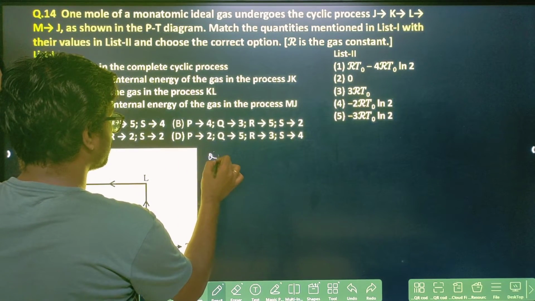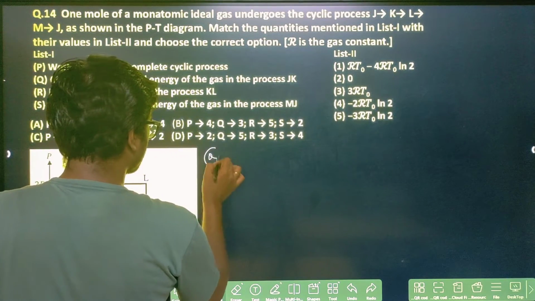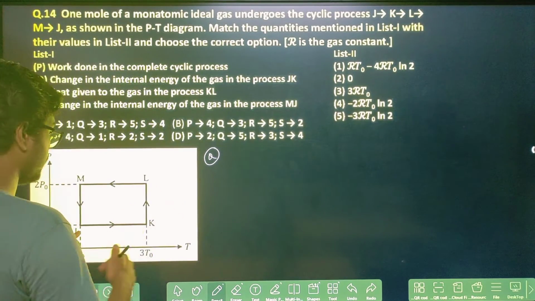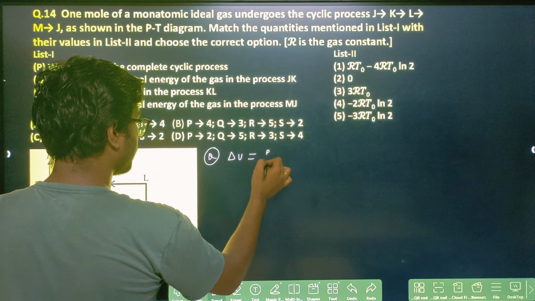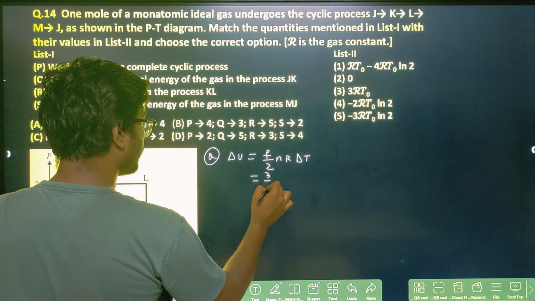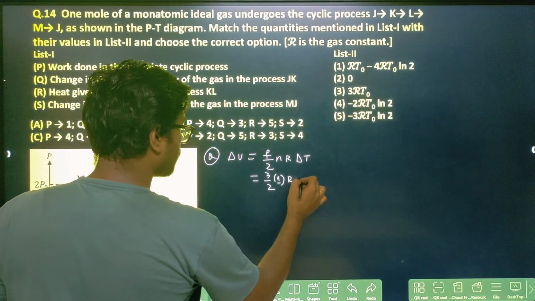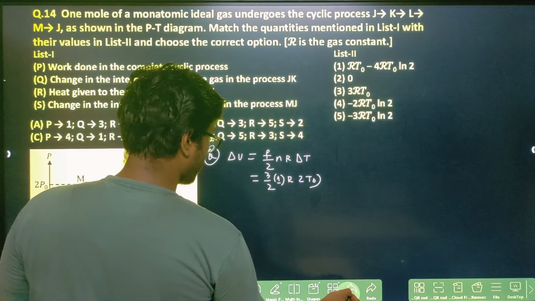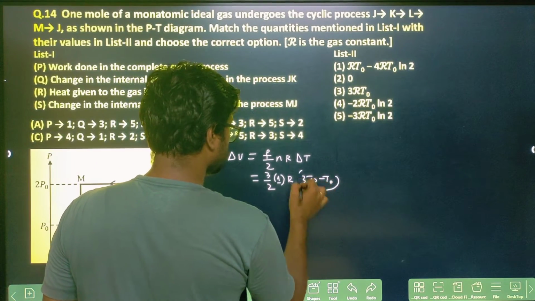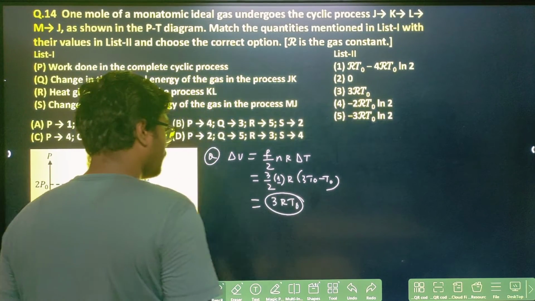For Q option, if you check, this will be the change in internal energy from J to K. Change in internal energy delta U is basically F by 2 nR delta T. So F will be 3 by 2, n is 1, this will be R, and delta T will be 3 T naught minus T naught, that will be 2 T naught. Then the 2 cancels out, and 3 R T naught will come.